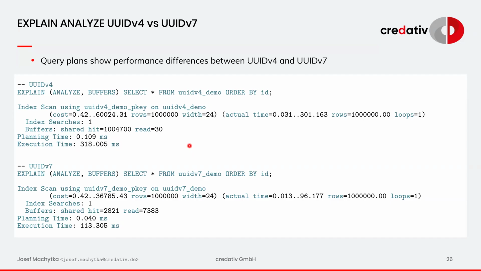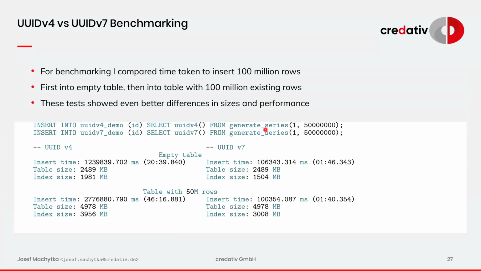And there is also a big difference in insertion time. For these purposes, I used, I would say, a naive benchmark with 50 million rows. And that is actually a mistake. I originally wanted to test 100 million rows, but it was so incredibly slow for UUID version 4 that I had to lower that amount to 50 million rows. And here you can immediately see why.